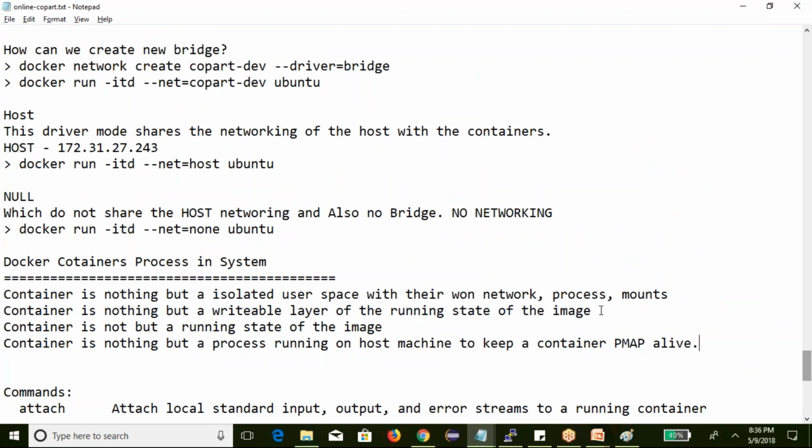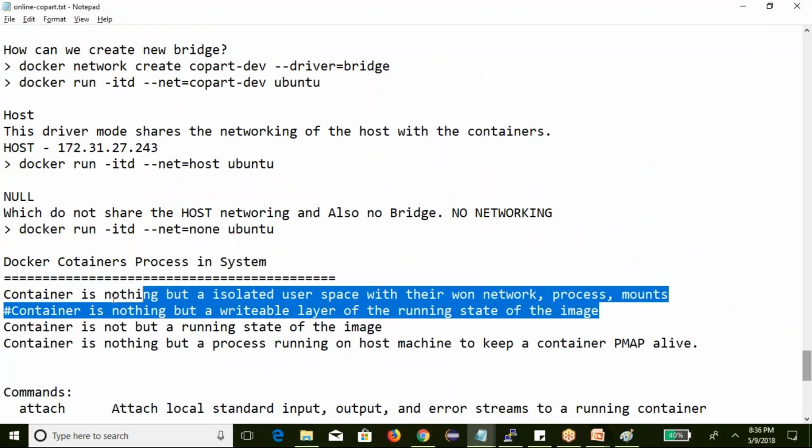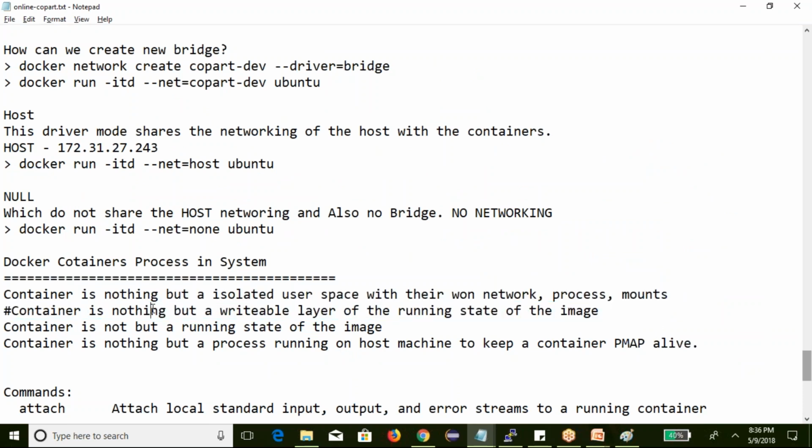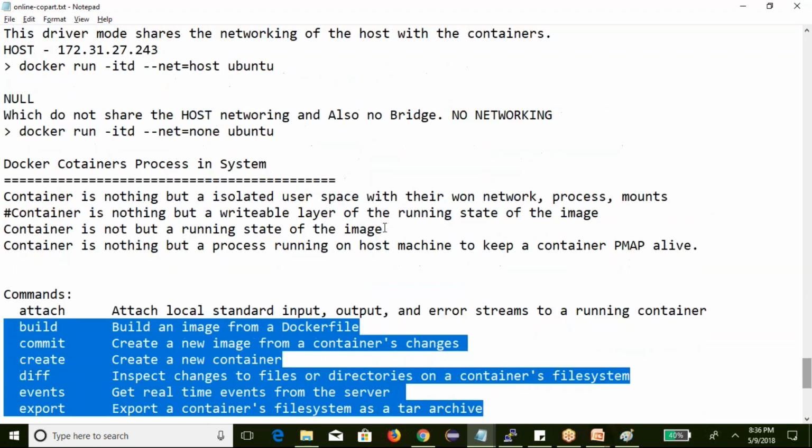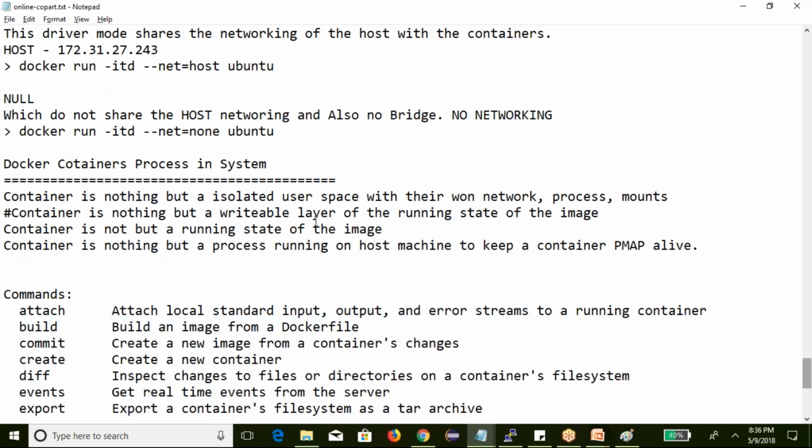Yes, Rajesh. So this concept, I have not shown you the demo for this. Container is nothing but writable layers. I did not show you the demo because this demo will be pending. But this is what it is. So now we have covered Docker networking and Docker host processes. Any questions? Anyone has any?